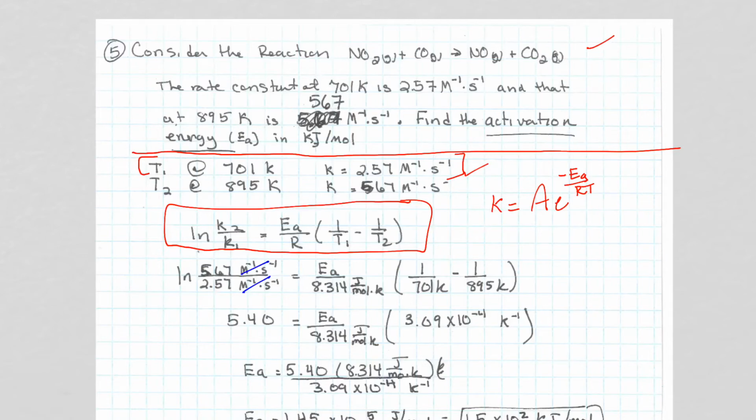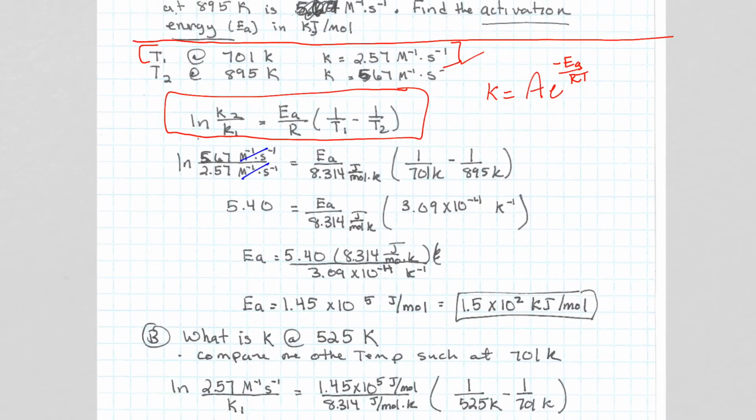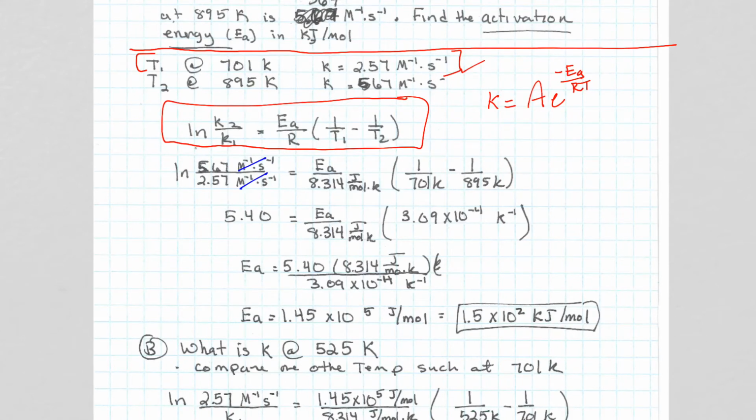So we have 5.4 times 8.314 joules per mole Kelvin divided by 3.09 times 10 to the negative 4 Kelvin to the minus 1. With a lot of these problems, the units become a really big deal, and a lot of times the units are a little bit complex. So what we have to think about is how our units flow. We have division by Kelvin up here, division by Kelvin down here, so our Kelvins cancel out. We're left with joules per mole as our units.